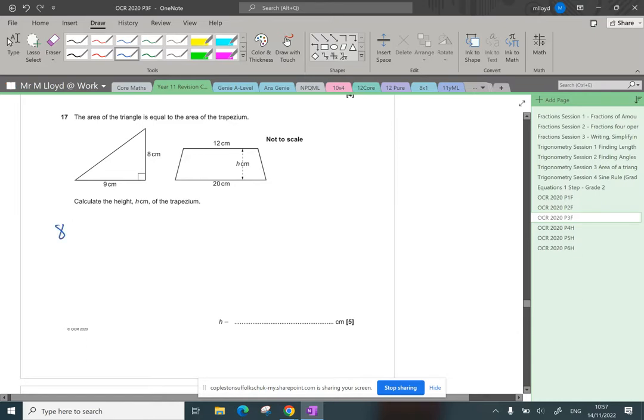Calculate the height. So the area of the triangle, 8 times 9 divided by 2. Do get started on these kinds of questions. You can pick up a mark or two. This is 5 marks. That's 36 centimeters squared for that triangle. To work out the trapezium, 12 plus 20 divided by 2, and then it's multiplied by the height. And we know that's going to be 36. So let's do the 12 plus 20 and then divide that by 2. That gives us 16. So 16h equals 36. 36 divided by the 16, 9 over 4.